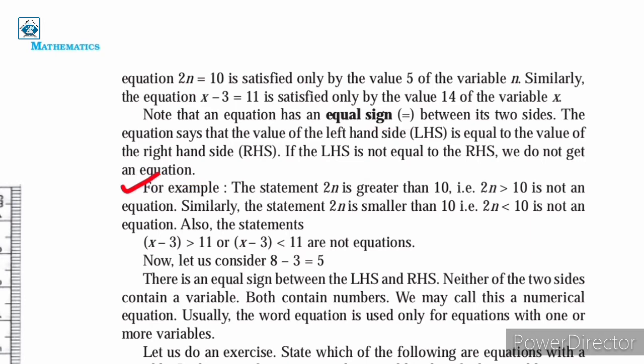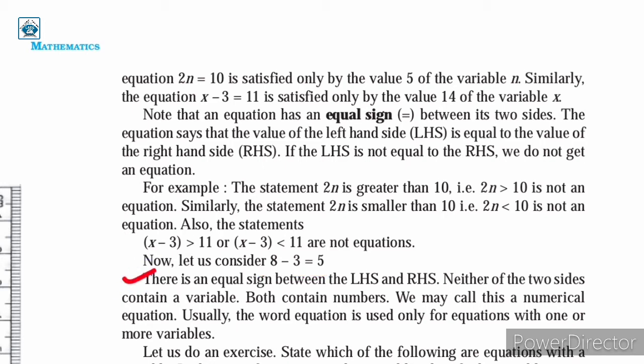For example, if we say the statement 2n is greater than 10, जिसको हम symbolically इस तरह से represent कर सकते हैं 2n greater than 10, so it is not an equation because we cannot see this symbol here. So another statement can be considered 2n is smaller than 10. So this is also not an equation for the very same reason that we do not have the equal to sign over here. In the similar manner, x minus 3 greater than 11 or x minus 3 less than 11 are not equations.